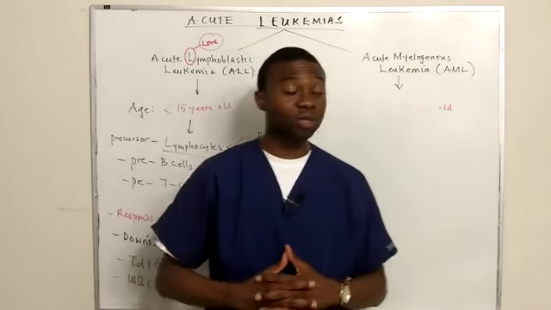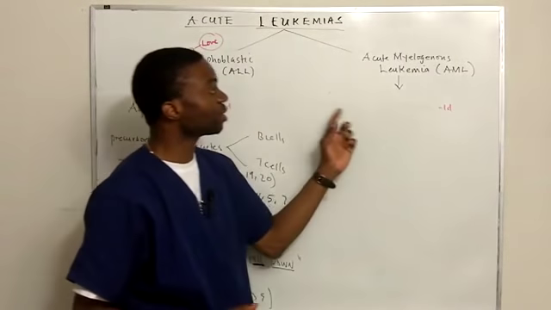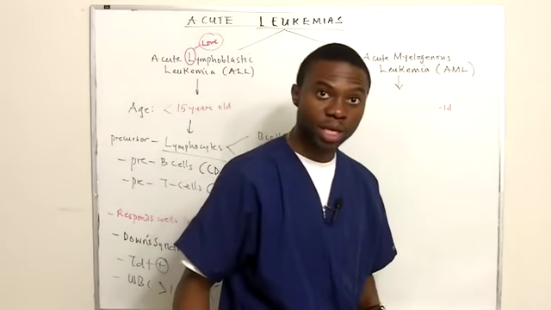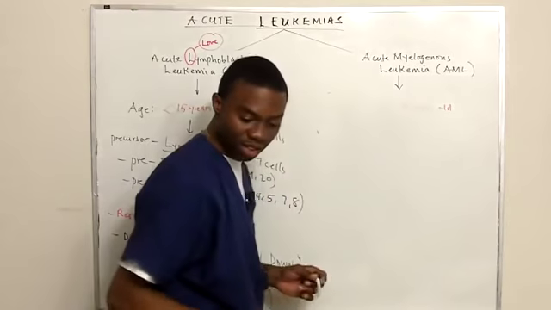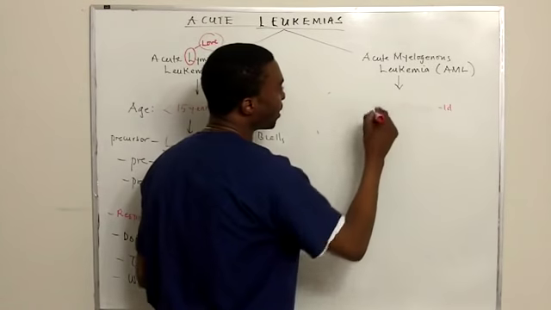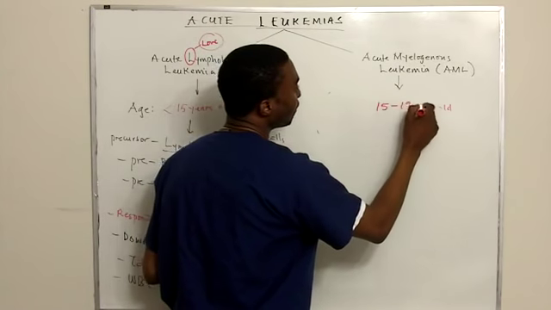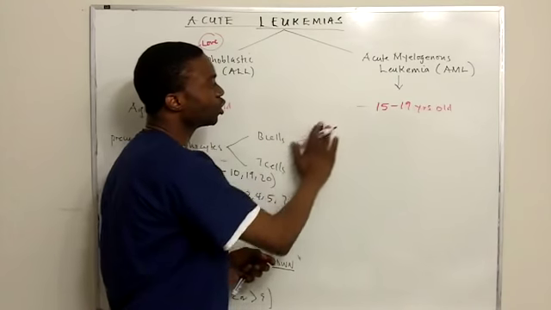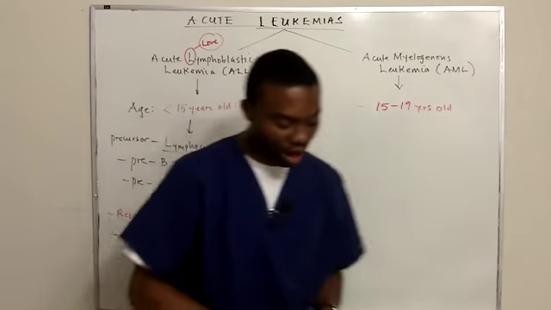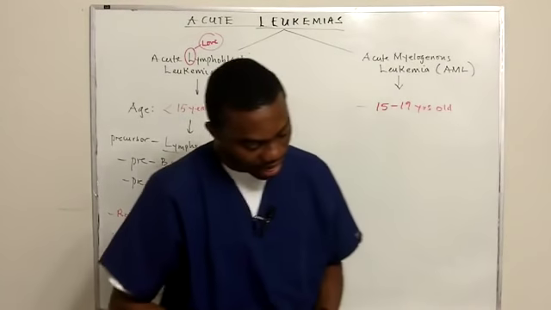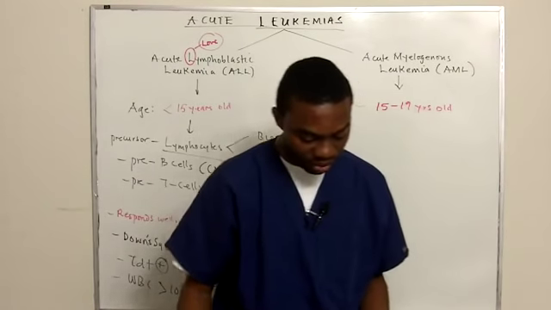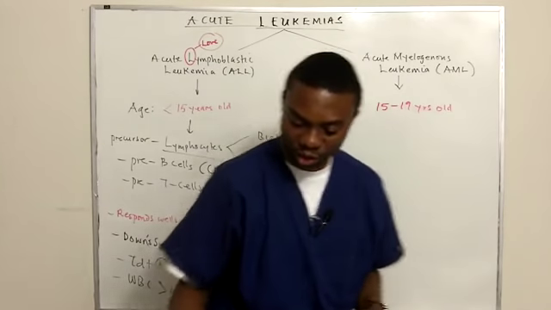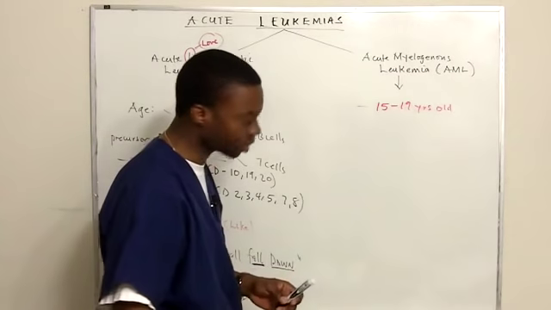So before we talk about clinical features of both acute leukemias, let's branch over and talk about acute myelogenous leukemia. Well, in acute myelogenous leukemia, I told you the age is very important, right? 15 to 19 years old is the age group that this disease is most commonly seen. And acute myelogenous leukemia is characterized by the famous Auer rod cell. So let me draw that on the board so you can see what an Auer rod looks like.